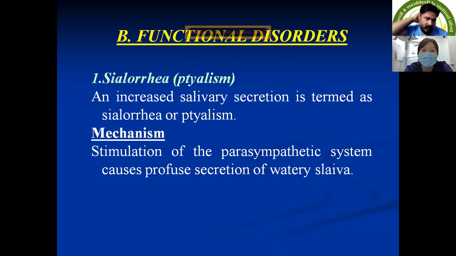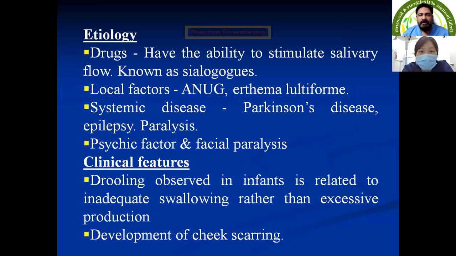Then functional disorders. First is sialorrhea, also called ptyalism. An increased salivary secretion is termed sialorrhea or ptyalism. Mechanism: stimulation of the parasympathetic system causes profuse secretion of watery saliva. Etiology: drugs having the ability to stimulate salivary flow, known as sialogogues. Local factors like ANUG, acute necrotizing ulcerative gingivitis, and erythema multiforme.